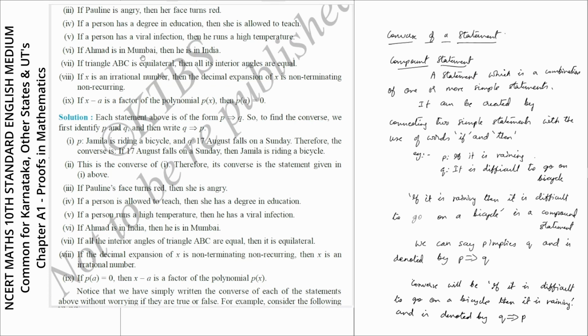Ahmad may be in Bangalore or he may be in Delhi. So the converse of the statement, if Ahmad is in India, then Ahmad is in Mumbai, may be true or false. So we are not bothered about that. We need to just state the converse of the statement.